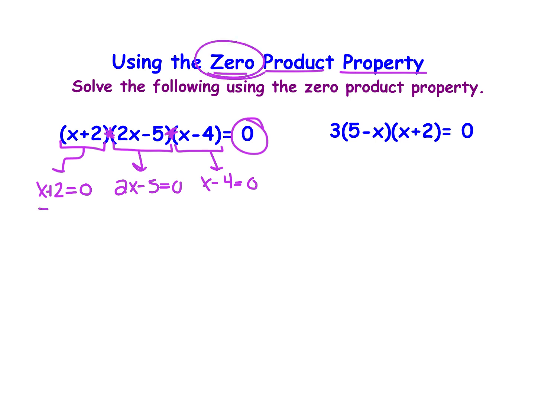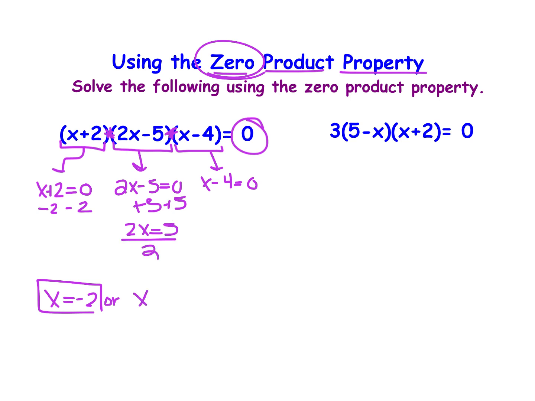So as a result, I solve each little mini equation. So here I find x could equal a negative 2 is one option. Well, then I add 5 here, so I have 2x is equal to 5, divide by 2. Or x could equal 5 over 2. Or x could equal 4. So either one of these 3 options would make the above equation equal 0.